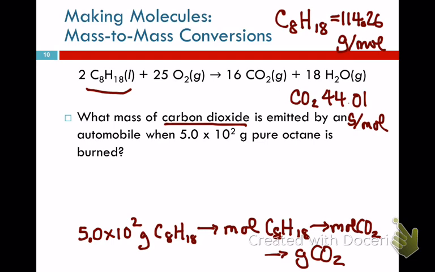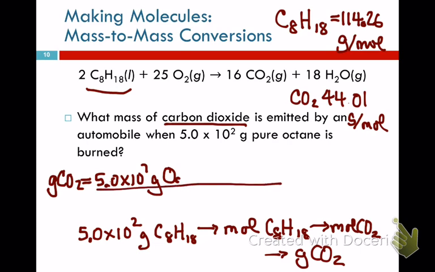So you start with what you're given. So you're given grams of octane, and we're looking to find grams of CO2. So I'm going to put grams of CO2 so I don't lose track of what I'm doing. And I'm going to start with my first number, 5.0 times 10 to the 2 grams of, and I'm just going to call it O because I'm tired of writing C8H18. Or I'll say OC. Sounds like I'm being cool in the OC. All right. And then 114.26 grams of octane for every one mole.